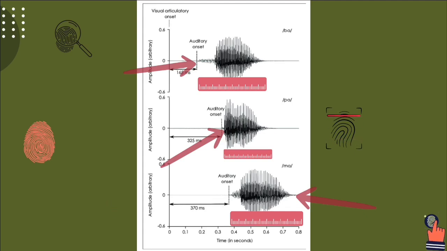Alright? So you might say, what's in it for me? Why this matters in acoustic phonetics? So acoustic phonetics helps us understand these differences by analyzing waveforms. The shape of the waveform tells us a lot about how a sound is produced and heard. By comparing these waveforms, we can see why b, p, and m sound different, and how their acoustic properties like timing and voicing set them apart. Alright?